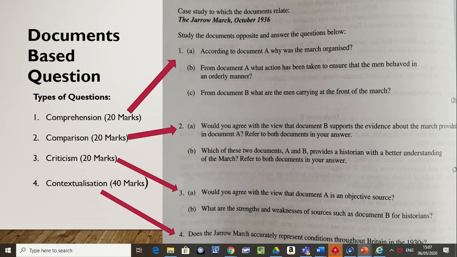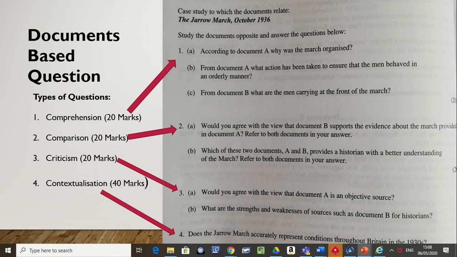So the documents-based question, guys, is split into 4 sections. You've got comprehension questions, comparison questions, criticism questions, and contextualization questions, okay? And the first 3 sections, so comprehension, comparison, and criticism, are worth 20 marks each. And the final contextualization question is worth 40 marks.